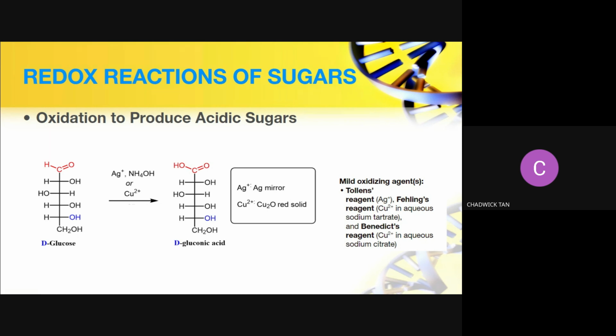Magkakaroon ng reaction in which your silver ions become silver. Magkakaroon ng silver mirror dun sa ilalim ng test tube, no? So, this is called the Tollens reagent, wherein your silver will form the silver mirror. So, this indicates that you have a reducing sugar.